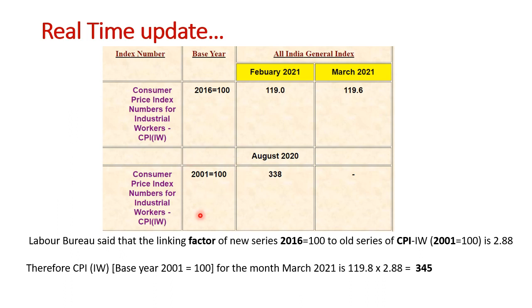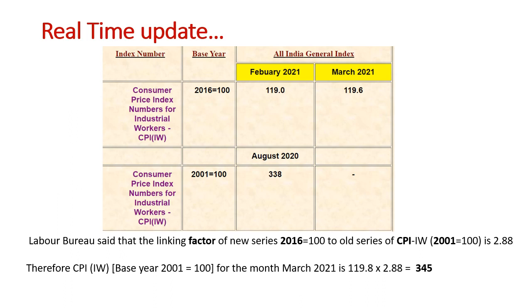So, summarizing, we have to visit the Labor Bureau website. It gives us the consumer price index as per the base year 2016, but we required the consumer price index for the base year 2001. So we multiplied this with the conversion factor of 2.88. The consumer price index for March 2021 comes out to be 345. It was not available for April or May, so it is updated a little later.